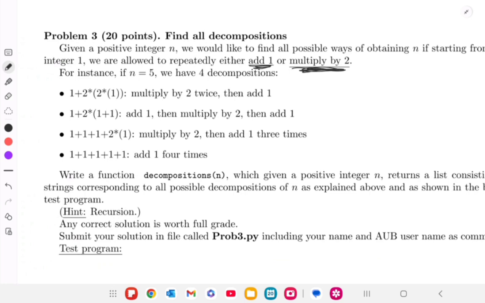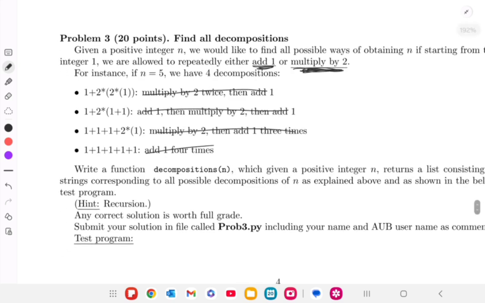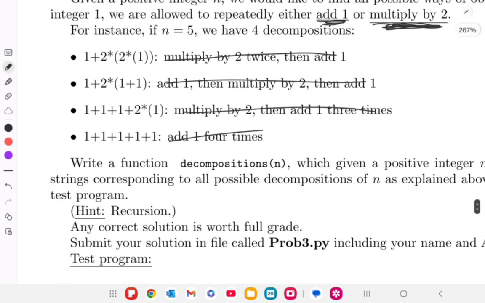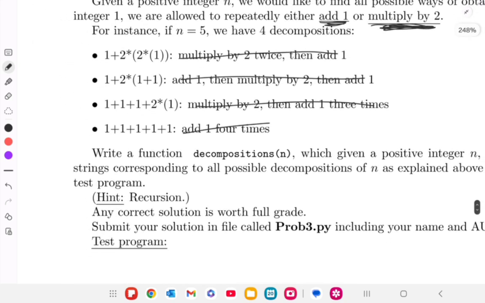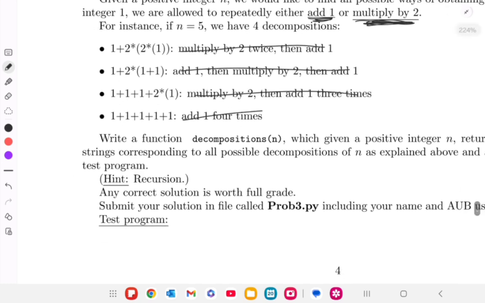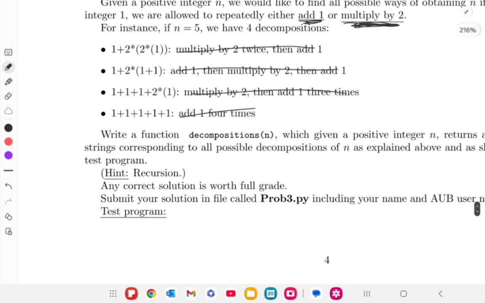For instance, if n is equal to 5, we have 4 decompositions. 1 plus 2 times 2. Okay, fine. These sentences will confuse you a bit, because you would think that for every number you have to think about all possible combinations, and you will get a headache and overwhelm yourself.